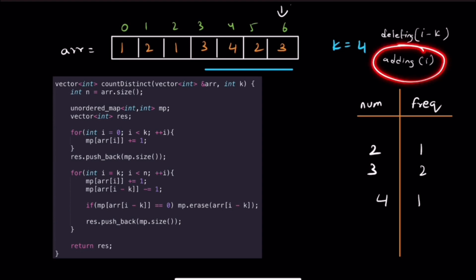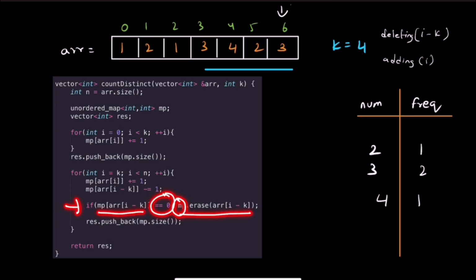To add an element, we use the ith pointer, so we are incrementing array of I by 1. And for deleting, we delete array of I minus k, so we are decrementing the count of array of I minus k by 1. After decrementing, we check if the count of array of I minus k is equal to 0. What does this signify? That it is out of the window. So when it is out of the window, we can simply erase array of I minus k from the map.